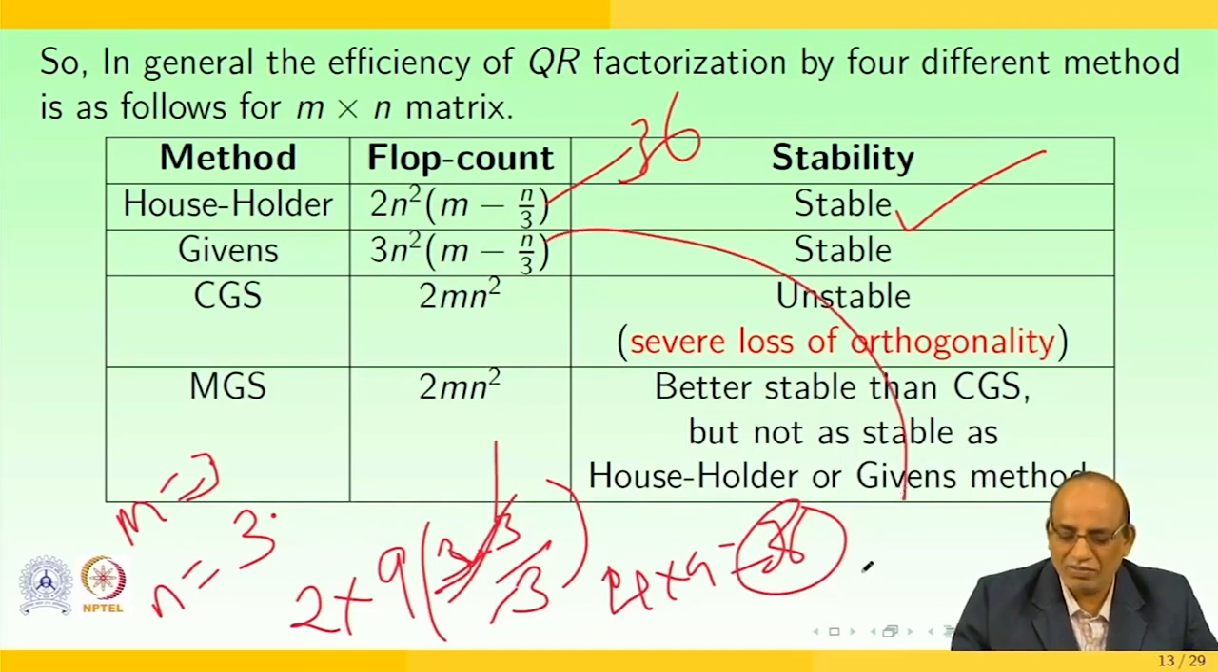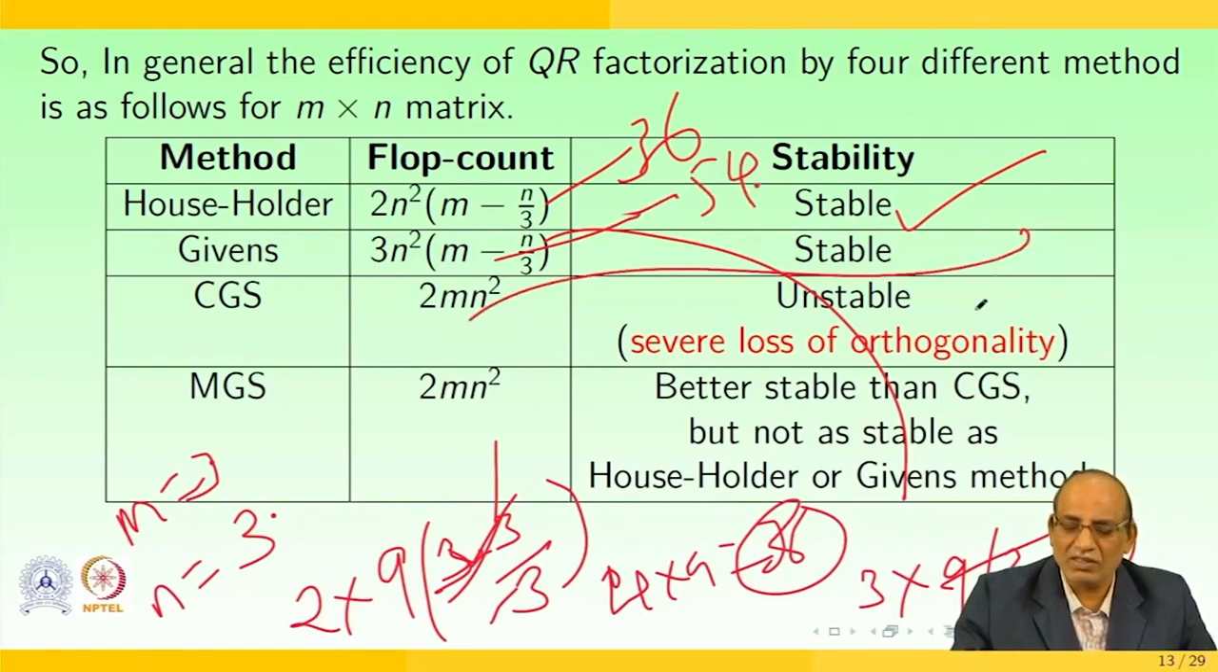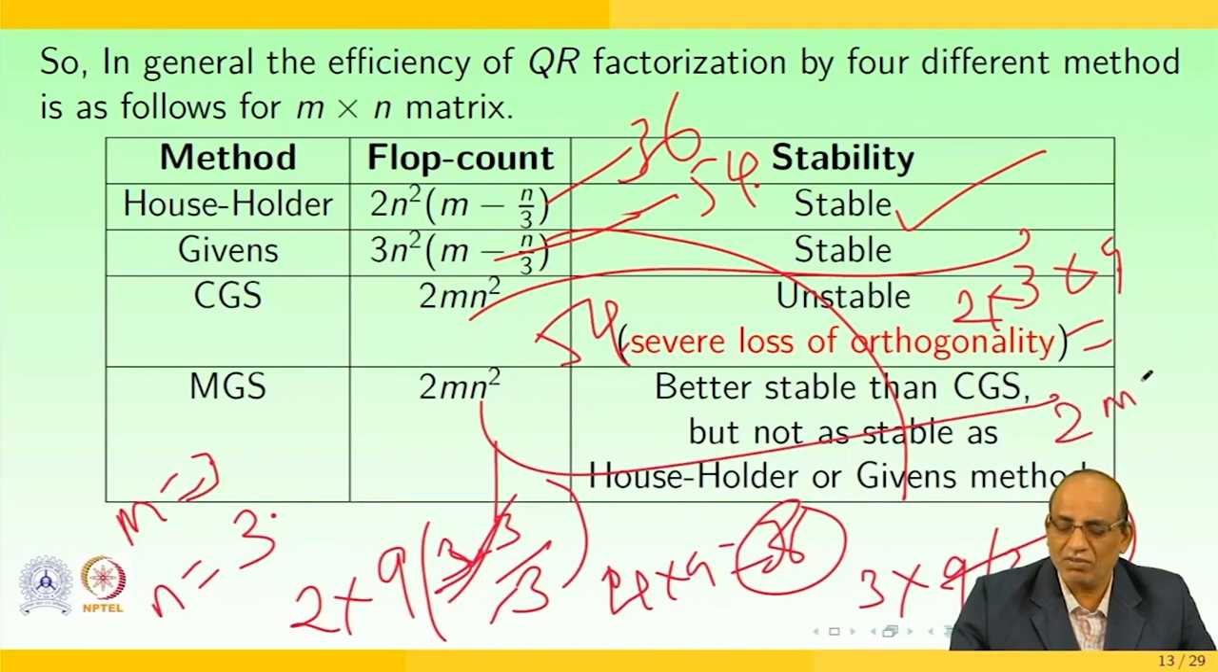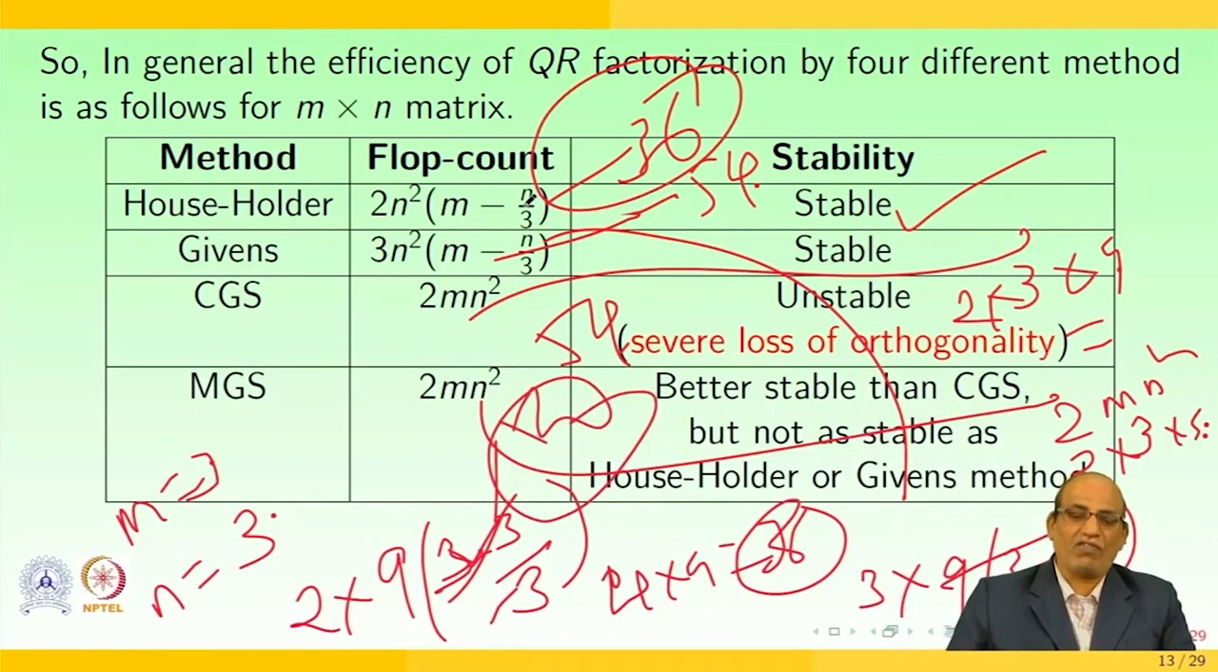So what about the Givens method? 3 into 3 is 9, that is 3 minus 3 by 3, so that is 1, and 3 times 18 is 54. In this case, it is 54. And what about the other case? 2mn square, so 2 into 3 into 9, 54 in this case. So in the Householder method, the flop count is much lesser.